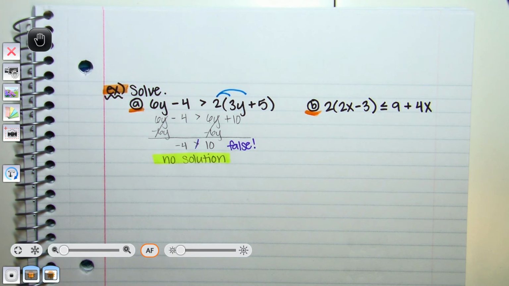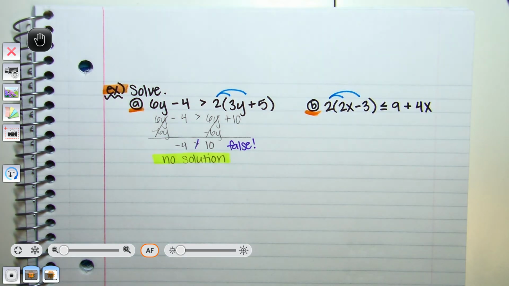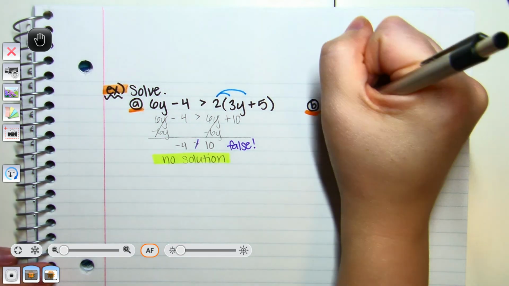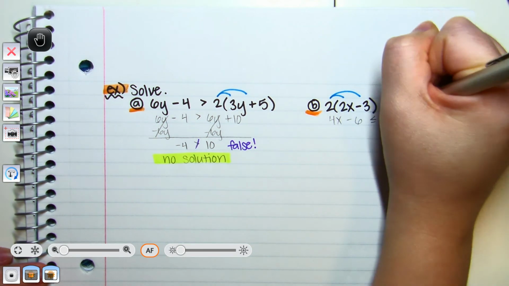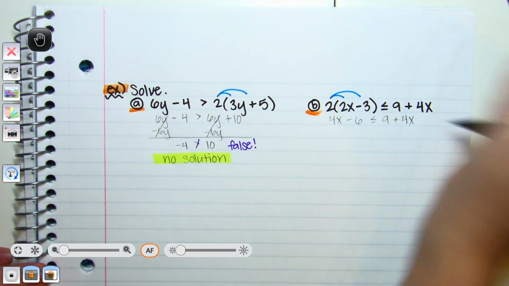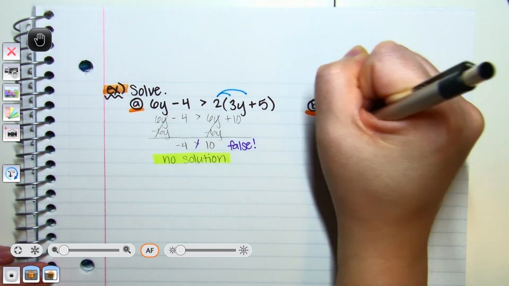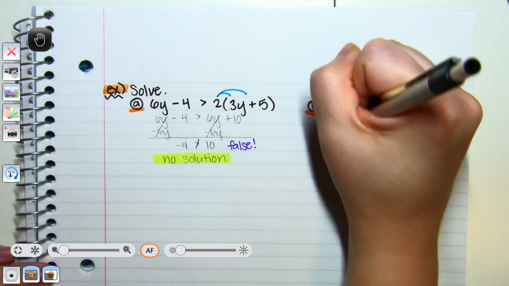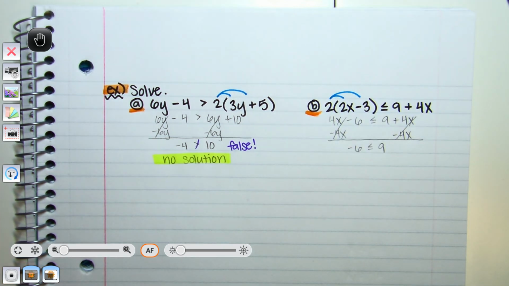All right, let's try part B. What do I do first? Good, distribute the 2. So I'm going to have 4x minus 6 less than or equal to 9 plus 4x. Subtract the 4x from both sides to get all the variables on the left, but they canceled again. I'm left with negative 6 is less than or equal to 9.